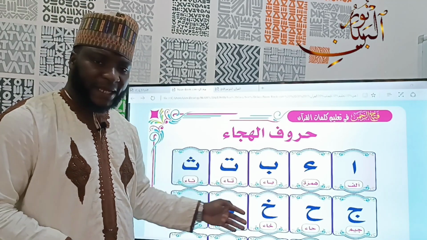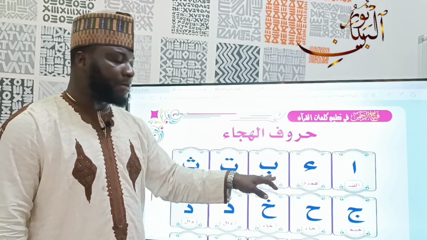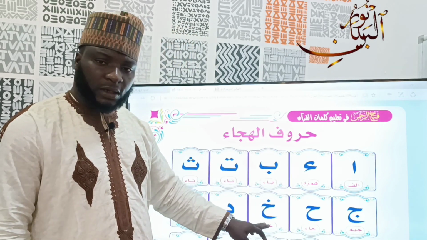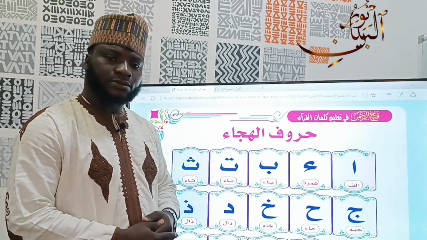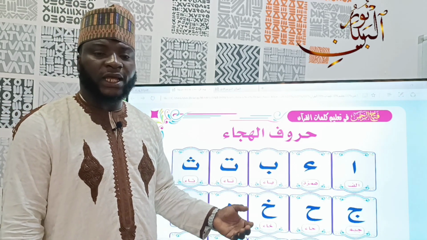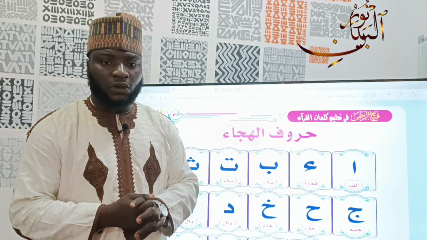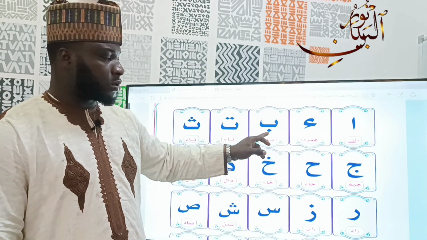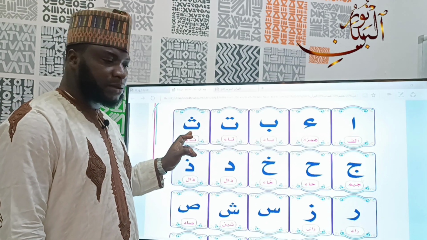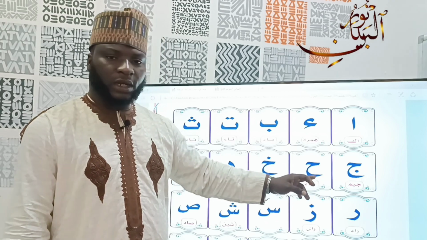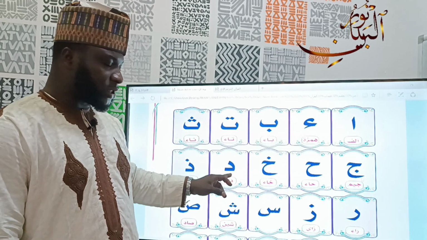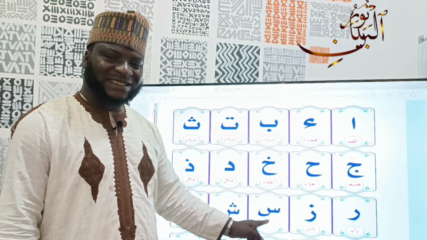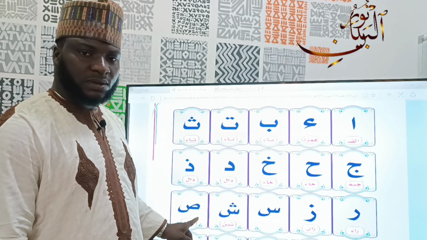The names of the alphabets are Alif, Hamza, Ba, Ta, Tha, Jim, Ha, Kha, Dal, Za. But in this place, we are going to learn the sounds of the alphabets only. A, B, T, Th, J, H, K, D, Z, R, Z, S, Sh, S, S.